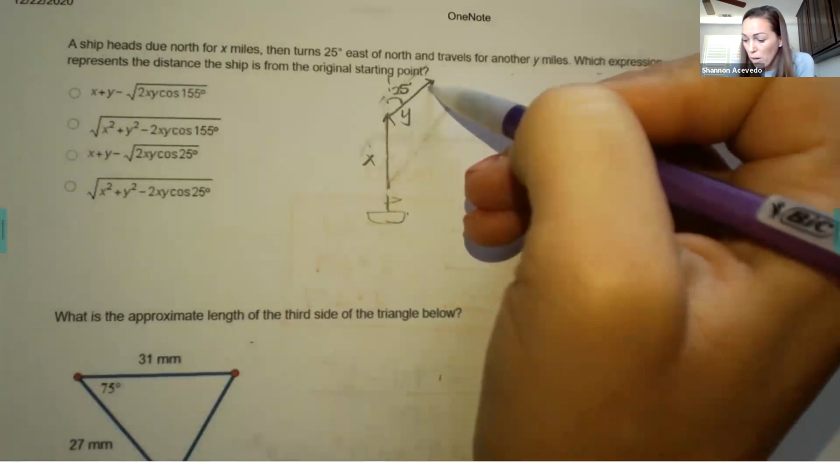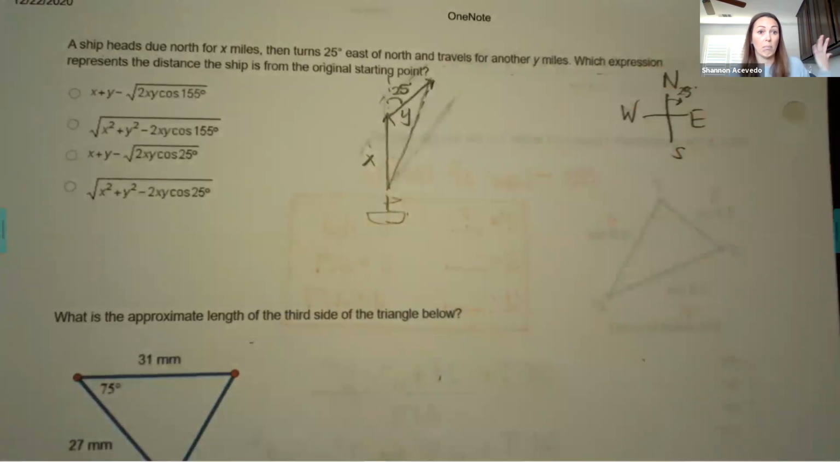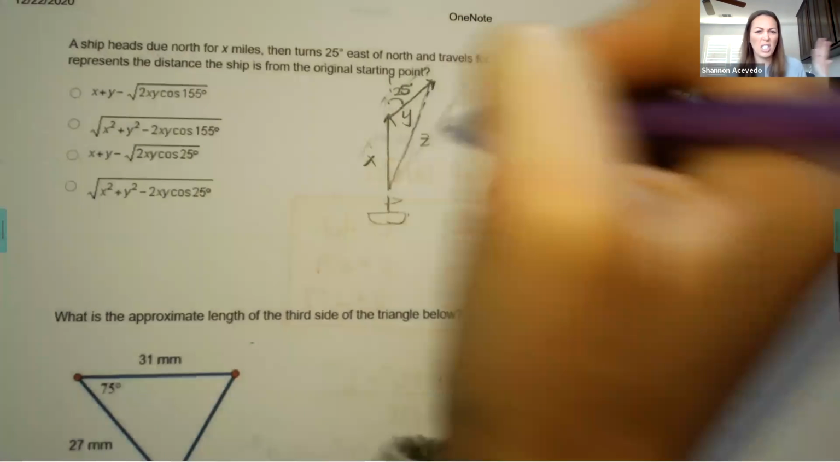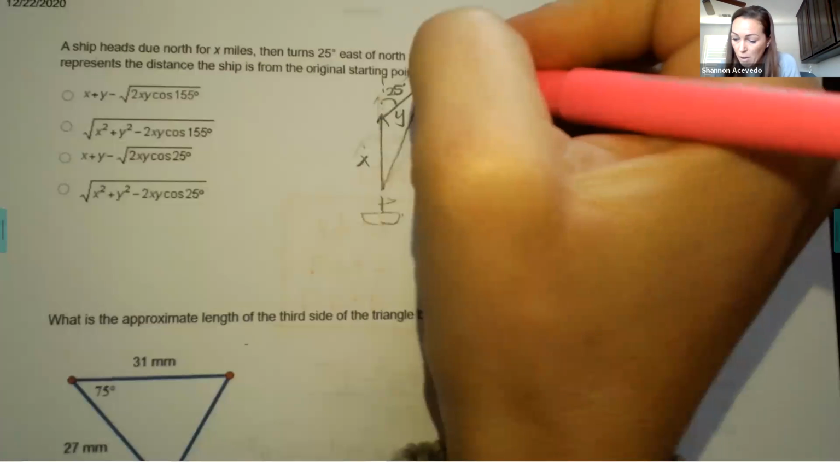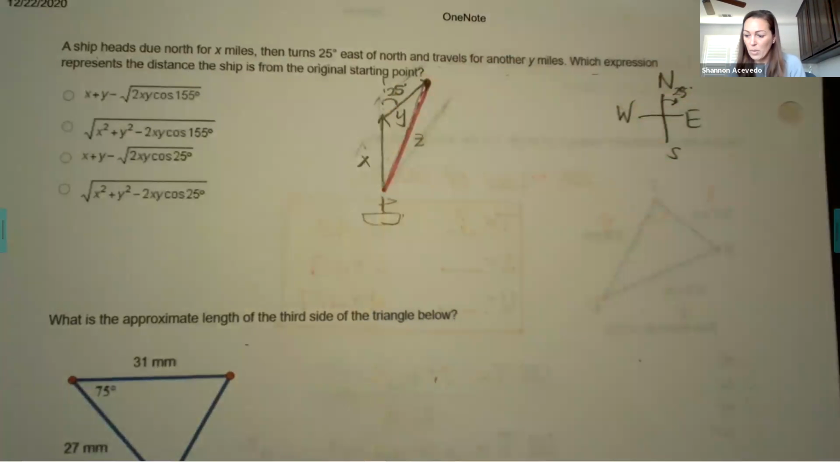Where is this boat from where it originally started? How far away are we from where we originally started? So I can label this as my side Z if I want, just something different. So I want to know, what is this distance of Z? If I end up here, how far am I from where I originally started? So I'm just going to call that Z.